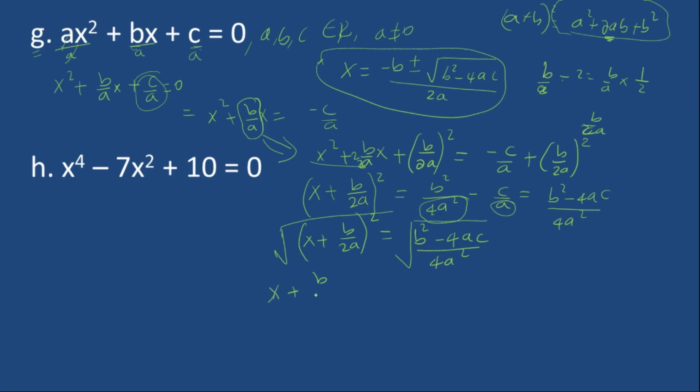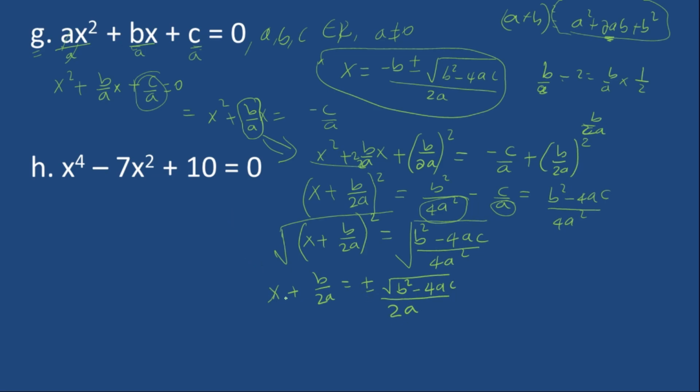x plus b over 2a is equal to plus or minus the square root of (b squared minus 4ac) over 4a squared. This square root works for the upper part of the fraction as well as for the lower part, but the denominator can be taken out of the radical since a is a constant number. So the square root of 4 is 2, and the square root of a squared is a, with a plus or minus.